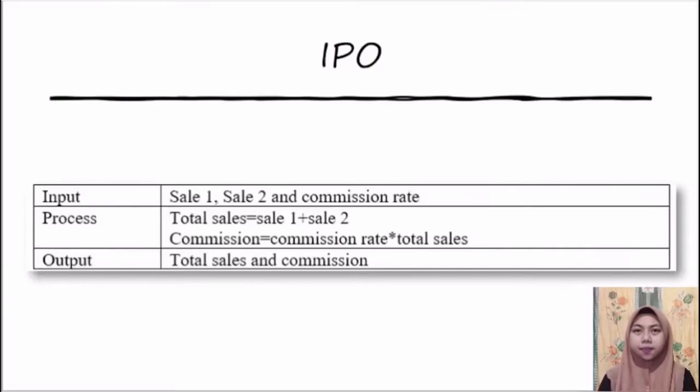For the IPO, input is cell 1, cell 2 and commission rate. Process is calculate the total cell with formula total cell equals cell 1 plus cell 2 and calculate commission with formula commission equals commission rate multiply total cell. Output is total cell and commission.